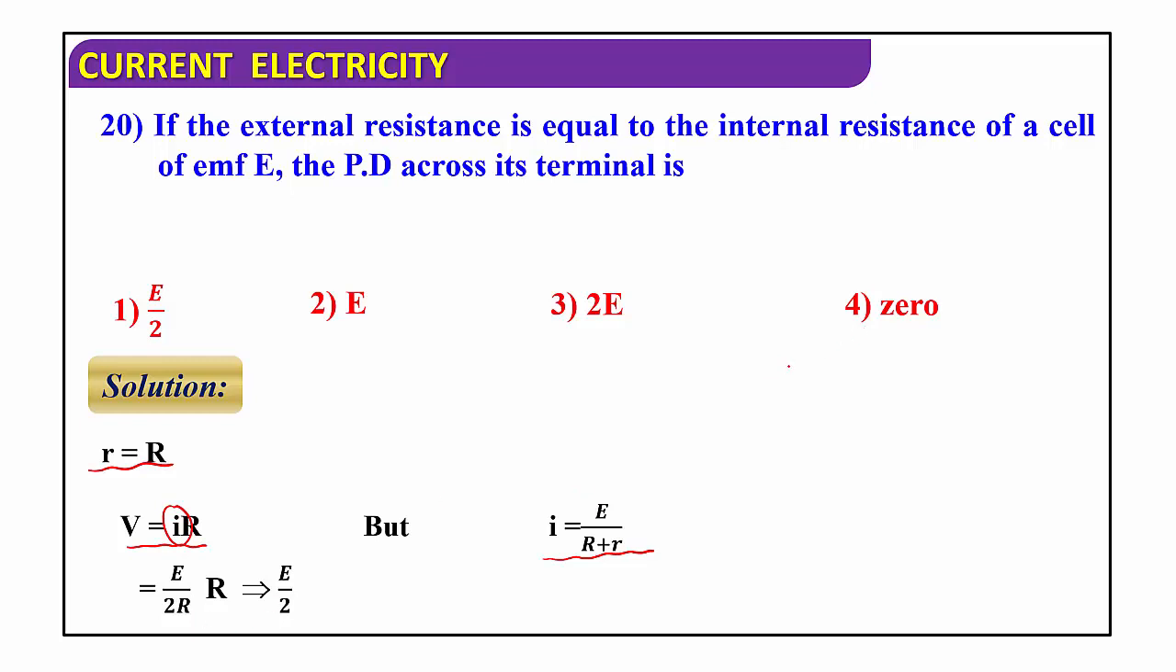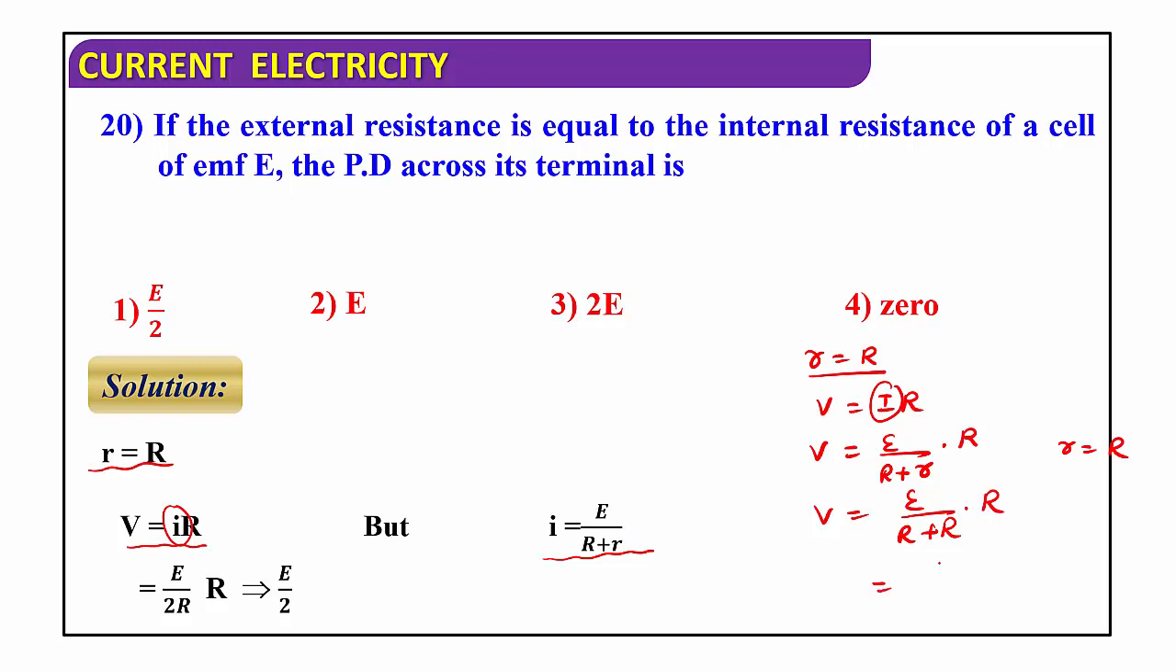Here I am going to solve again. r is equal to R, it is given. Ohm's law is V equal to IR. V equal to, what is I? I means E divided by R plus r, into R. V equal to E divided by R plus internal resistance r, which equals capital R. So here also I am going to write capital R into R. E divided by 2R into R. One R will get cancelled. So the final answer is E by 2. So the first option is the right answer.